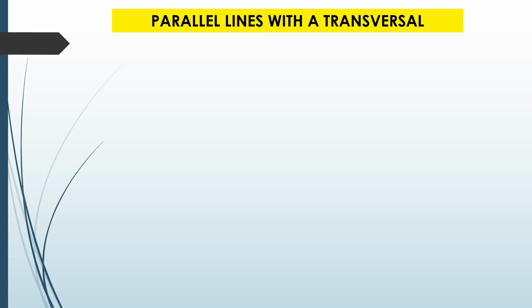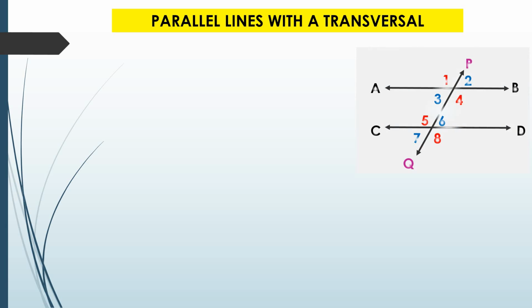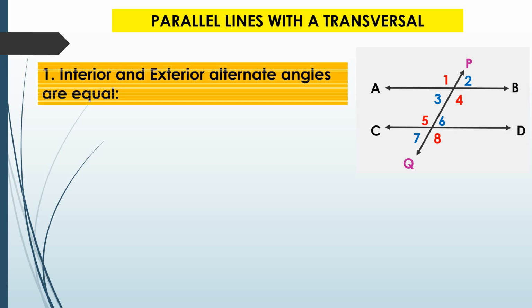What if a transversal cuts parallel lines, or a straight line cuts parallel lines? Let us first see the figure. Here AB and CD are two parallel lines which are being cut by another straight line PQ. So this PQ is a transversal. Here also 4 different types of angles get formed. They are interior alternate angles, exterior alternate angles, interior angles, and corresponding angles.